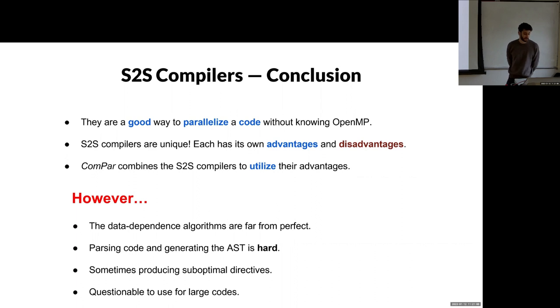And parsing code and generating the AST, which is phase one, is extremely hard. It's really hard to produce the abstract syntax tree because code is constantly changing. They're adding more syntax to the code. And what about Python? No one did a source-to-source compiler for Python, except PyOMP. And we saw that in most cases it actually produces suboptimal directives. And as I said, it's questionable to use for large codes and legacy codes, because you might execute it for 1 week and you will end up with a really low speedup.